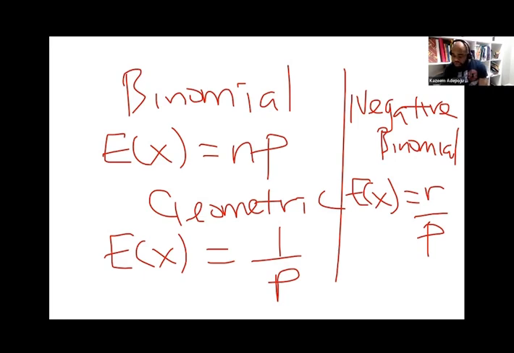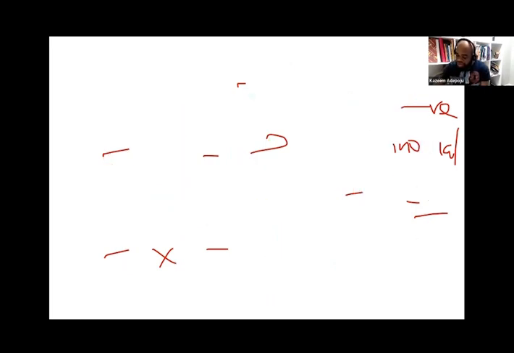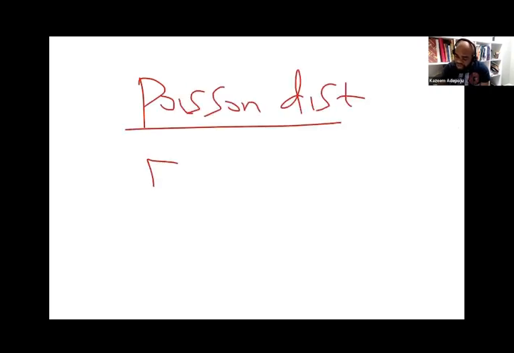Now, also know the mean of the Poisson distribution. I'm revealing to you now the discrete, right? Know the mean of a Poisson distribution. If you identify a distribution to be Poisson, the mean is lambda.